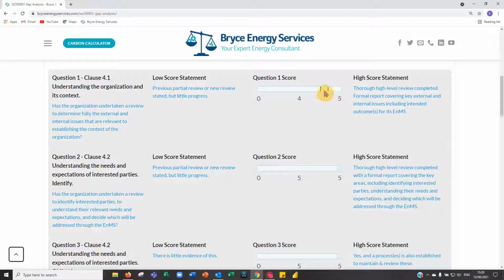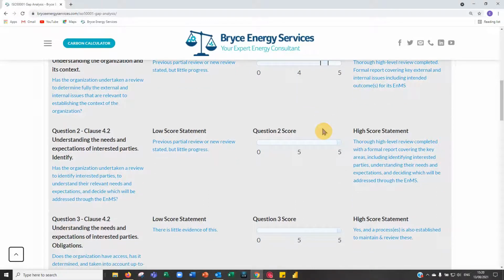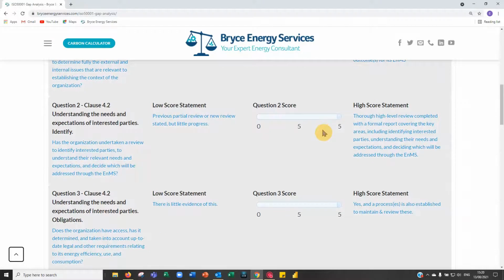So this slider sets a score between 0 and 5. I'll just set each score to 4 as we go down through. Again, obviously, whatever it is for your business on that relative scale.